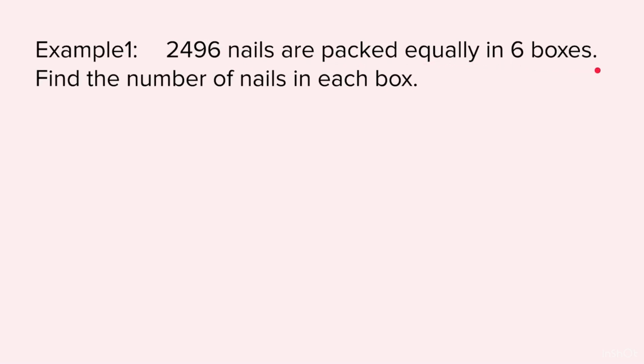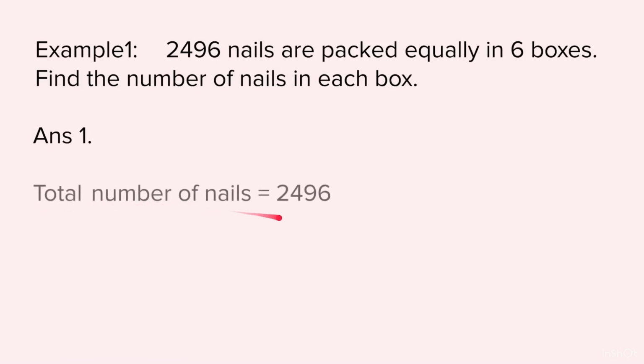Now students, we have to analyze what information is given to us. They have given information about number of nails and number of boxes. So we will first write statements related to that. Total number of nails is equal to 2496. Then second part we will write about the boxes. Number of boxes is equal to 6. We will again refer back to the question, find the number of nails in each box. So we have to find the number of nails in each box.